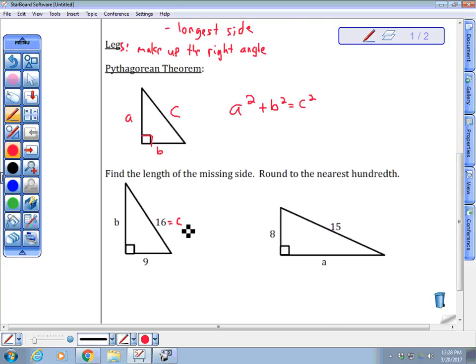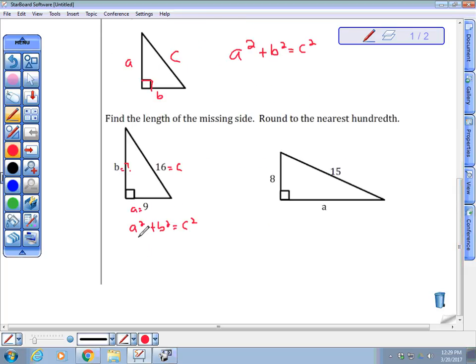So on this one, we're going to say 16 is C and A equals 9, B is an unknown. So of the A squared plus B squared equals C squared, we're going to have 9 squared plus B squared equals 16 squared, like so. So we will get 81 plus B squared equals 256. Subtract 81 to both sides of the equation, and we will get B squared equals 175.